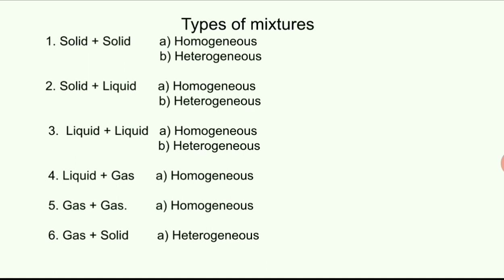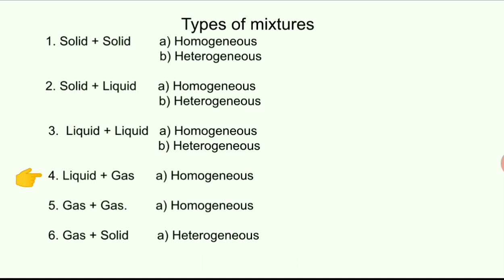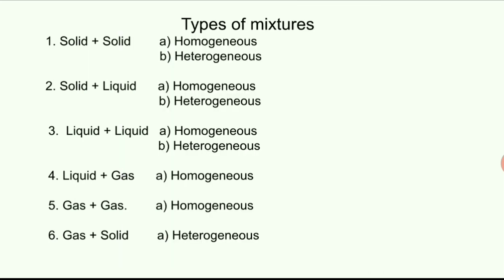Now talking about heterogeneous mixtures of liquid-liquid type, the most common example which we all have seen is oil and water. When we mix them, the oil floats above the water. Then the fourth type is liquid and gas. In this, one component is in liquid state, another component is in gaseous state, and this type of mixture is always homogeneous. Okay, and the most common examples are aerated drinks like your Pepsi, Coke, Sprite, and soda water also. It's also a type of liquid-gas mixture.